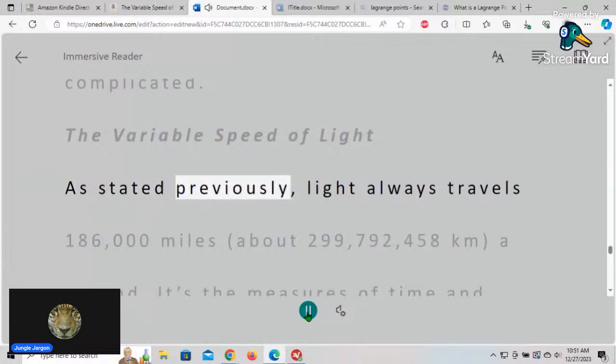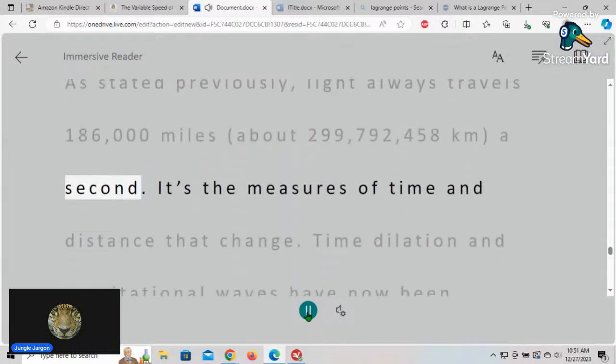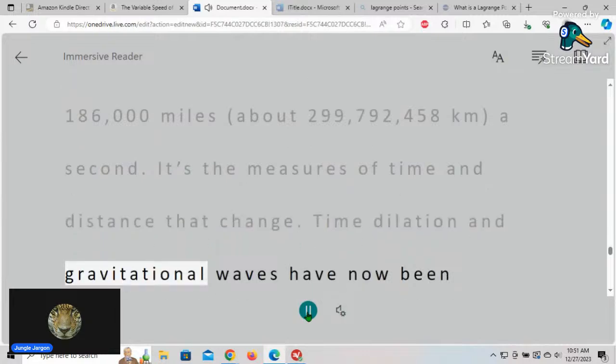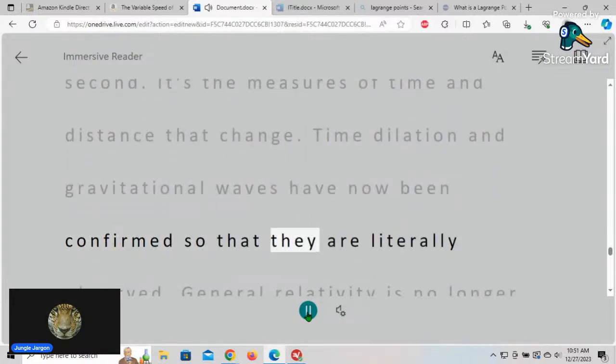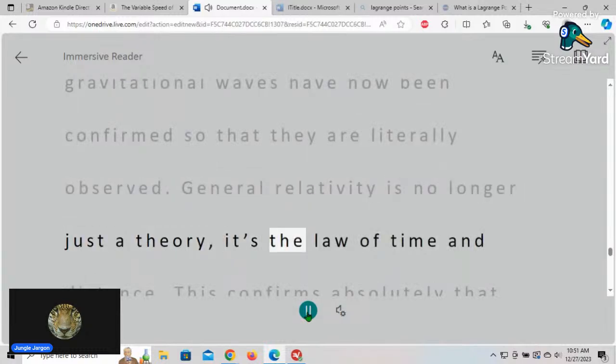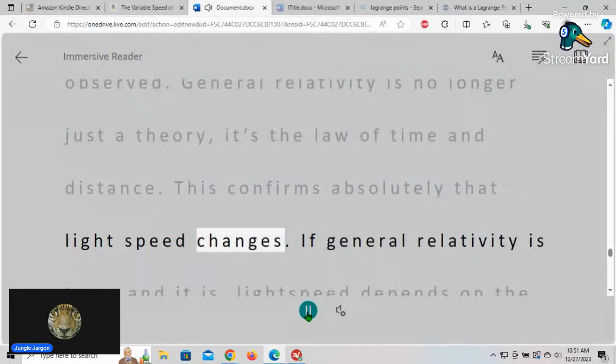The variable speed of light. As stated previously, light always travels 186,000 miles, about 299,792,458 meters, a second. It's the measures of time and distance that change. Time dilation and gravitational waves have now been confirmed so that they are literally observed. General relativity is no longer just a theory, it's the law of time and distance. This confirms absolutely that light speed changes.